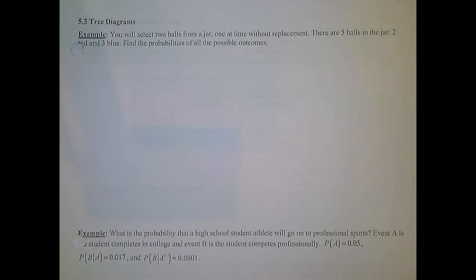So in this first example, we're going to select 2 balls from a jar, one at a time without replacement. There are 5 balls in the jar, 2 that are red and 3 that are blue. And we want to find the probability of all of the possible outcomes. So we're going to use a tree diagram to break down each of those outcomes. To begin with, I'm going to draw 1 ball from the bag.